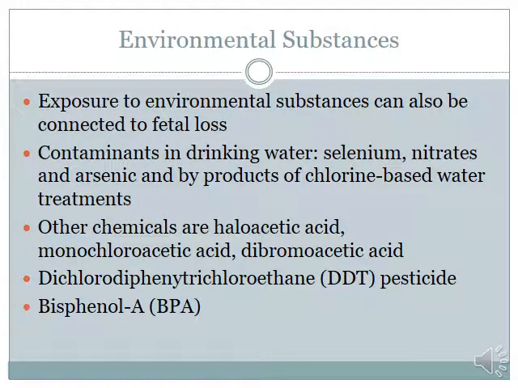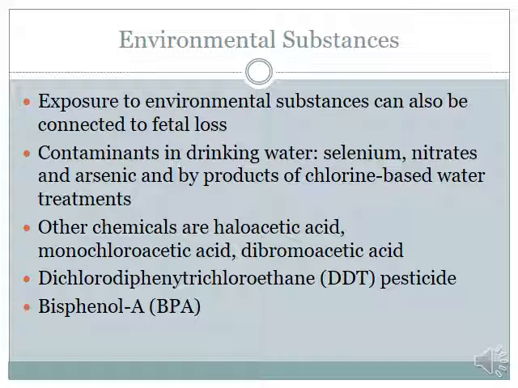Exposure to environmental substances can also be connected to fetal loss. Contaminants in drinking water such as selenium, nitrates, and arsenic are associated with pregnancy loss. Drinking water can contain byproducts of chlorine-based treatments. Other chemicals found in drinking water include haloacetic acids, monochloroacetic acid, dichloroacetic acid, monobromoacetic acid, and dibromoacetic acid.